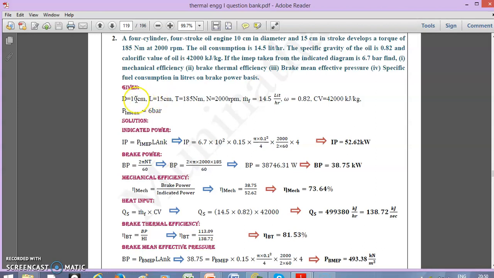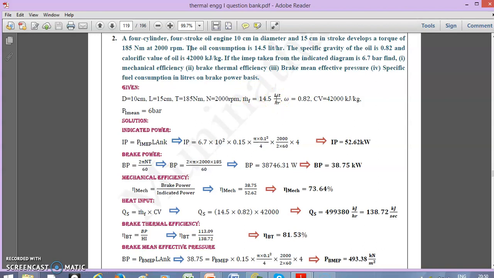We can calculate the cross-sectional area of the cylinder by using this diameter, and substitute it in the indicated power formula; L, the stroke length, can also be substituted there. The engine develops a torque, capital T, of 185 Newton meter at 2000 RPM. So the speed of the engine is 2000 RPM. The oil consumption is 14.5 liters per hour, which is the mass of fuel consumed, MF.